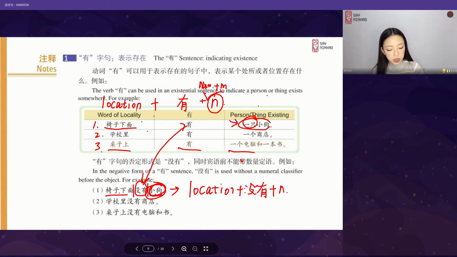Okay, now let's see another two sentences. Next one is 学校里没有商店。So before the 商店, we cannot see the numeral classifier. Next one, 桌子上没有电脑和书。So before the 电脑 and before the 书, there are no numeral classifiers like 一个 and 一本, nothing, just 电脑和书. This is the 有 sentence indicating existence: the location plus 有 or 没有 plus the object.